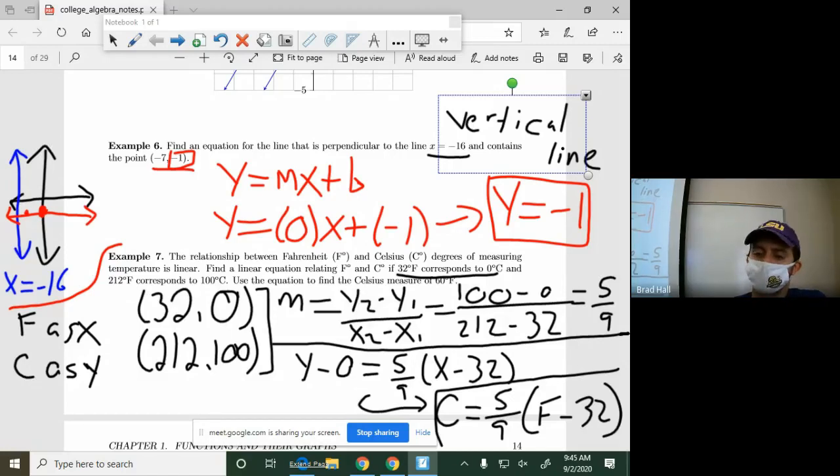The problem also goes on to say, plug in 60 degrees for Fahrenheit and determine Celsius. I'm not going to do that, but you just plug in 60 for F. So that one's a little bit easier. You just plug in 60 for F and figure out what your output is. So I'll stop right there for this problem, example 7.